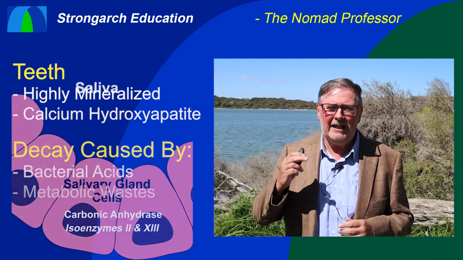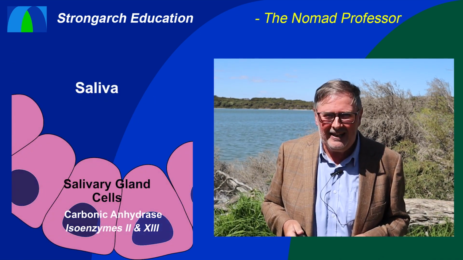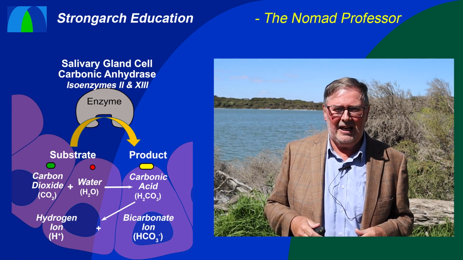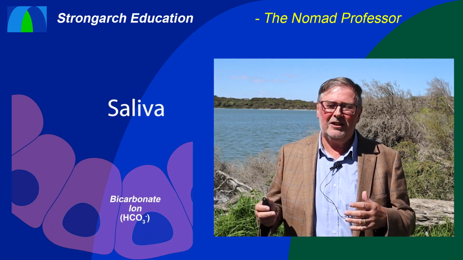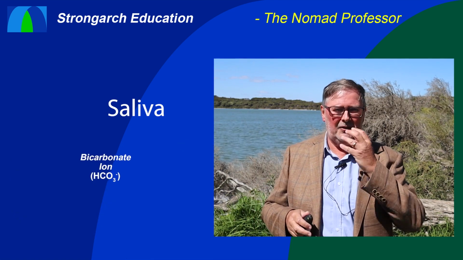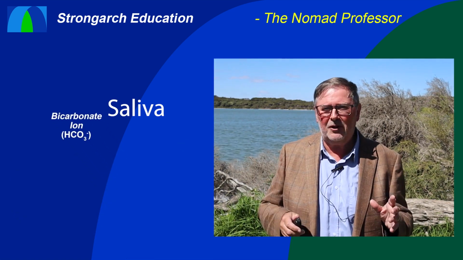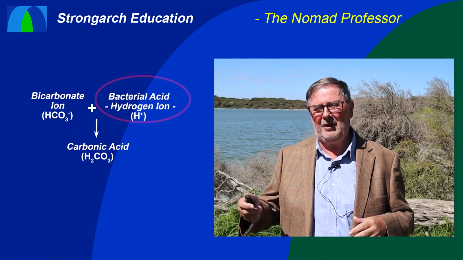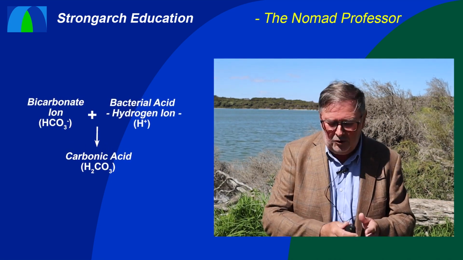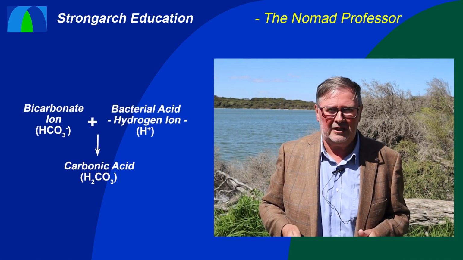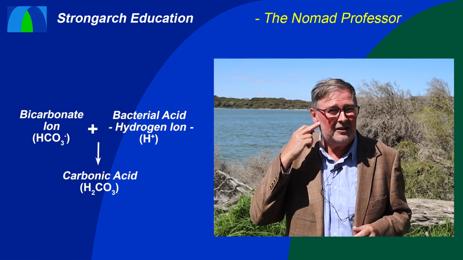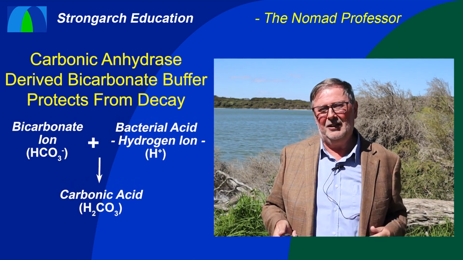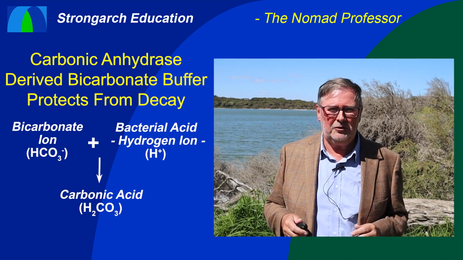Now, there's an isoenzyme of carbonic anhydrase in the secretory cells of the salivary glands that generates bicarbonate, and this bicarbonate flows out into the saliva, into the mouth, and there it's very important in helping to mop up the acid, the hydrogen ions that are produced by bacteria, and therefore reducing the amount of acid that's available to cause decay. So the carbonic anhydrase inside the salivary gland has an important role in helping to protect us from acid made by decay-causing bacteria.